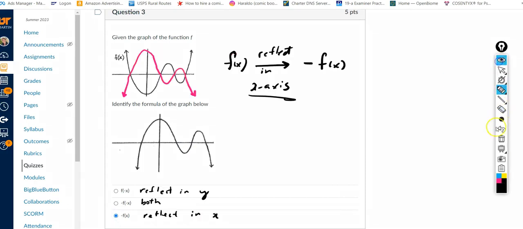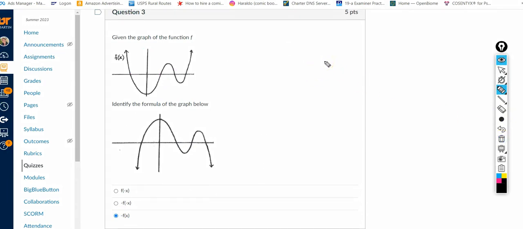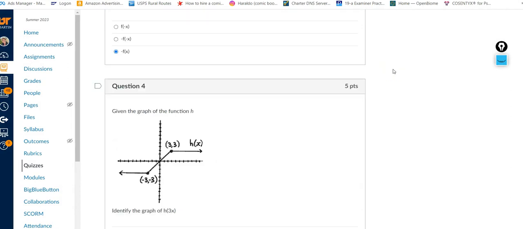Okay, so let me get rid of that. So again, this came from a test bank, and this question was an x reflection. One of the test bank questions was a y reflection. Okay, so make sure you know the difference. And if you got a y reflection and you don't understand why, then email me and we'll work it out.